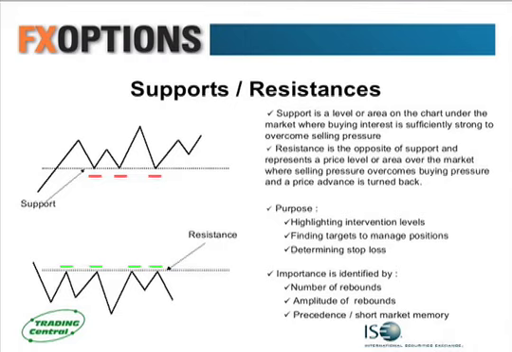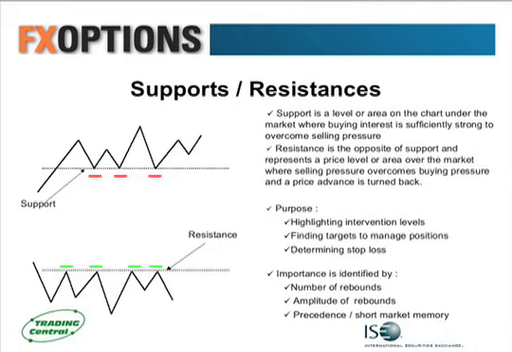Why are support and resistance very important? The purpose of support is to determine an intervention level in order to enter a long or short position, and especially to determine the stop loss. In this example, you have a clear support because price bounces off three times on a clear level. So when you identify a support, you can enter a long position on the support, and you can determine a clear stop loss.